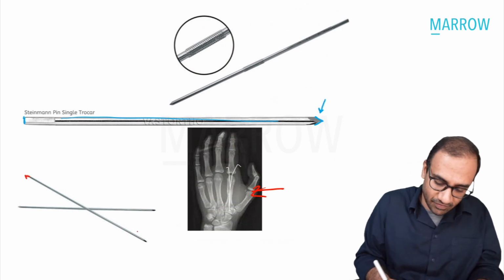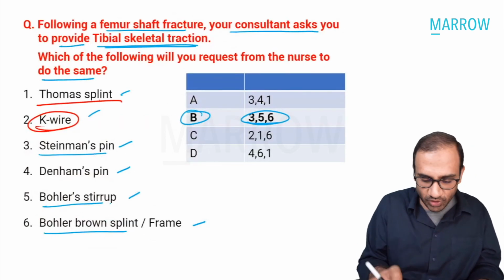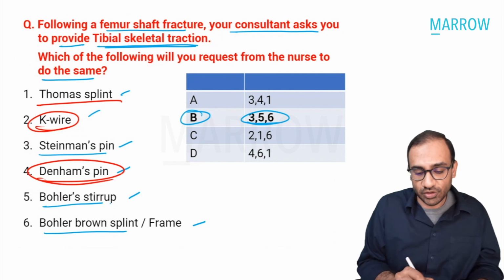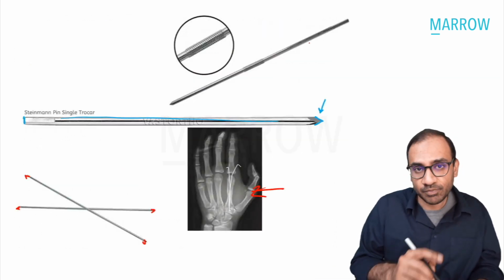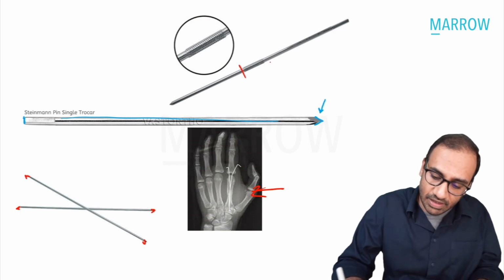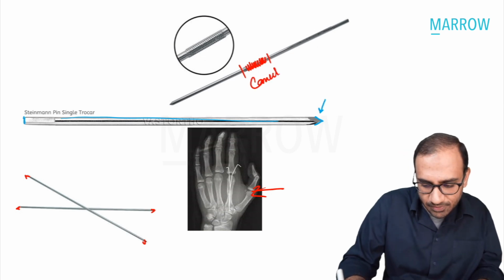And remember, K wires are trocar on both the ends, and they are very thin devices. Another thing I want you to remember, Thomas splint, I'm sure all of you know what it is. Denham pins is something that I want you to remember. Denham pin is also a pin that looks like Steinman pin, although the only difference here is that in the middle of the pin, there are threads. The reason for this is that this is used for cancellous bones.